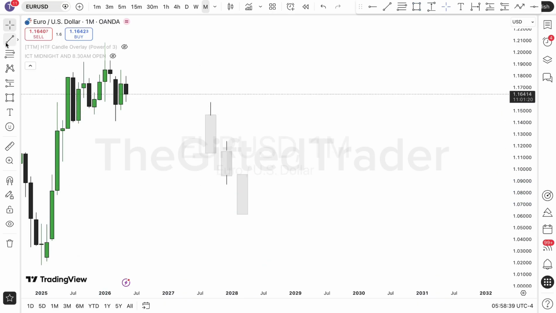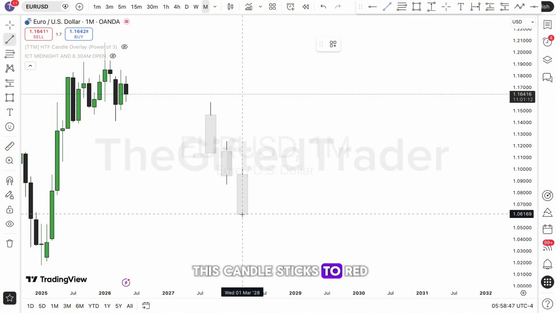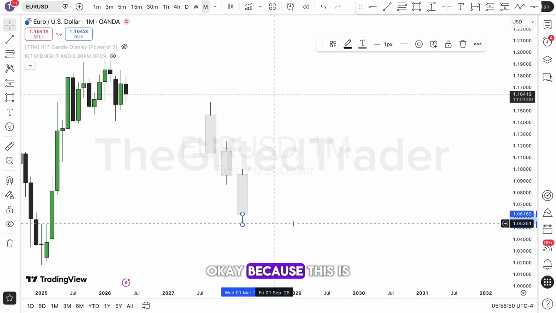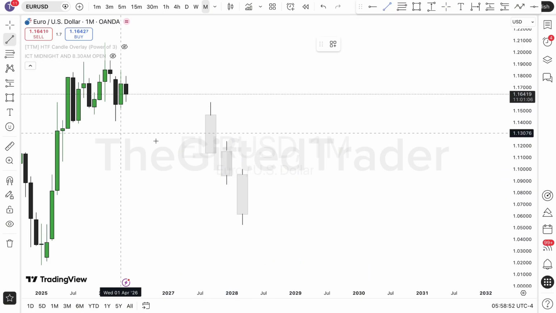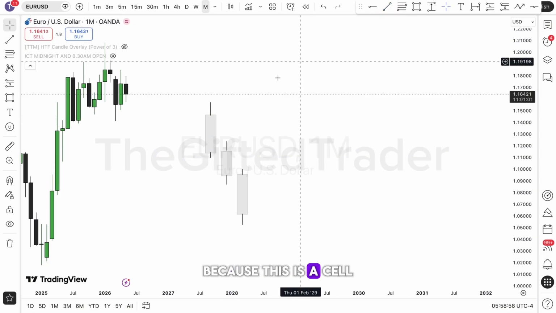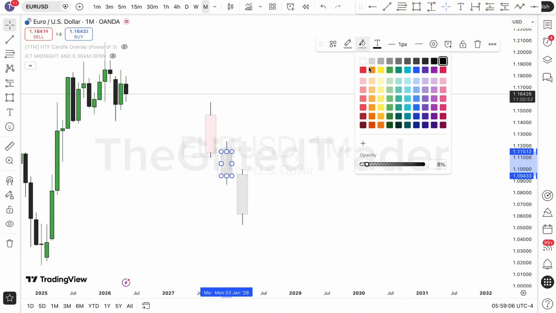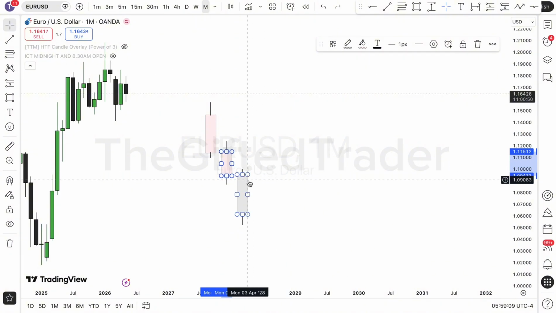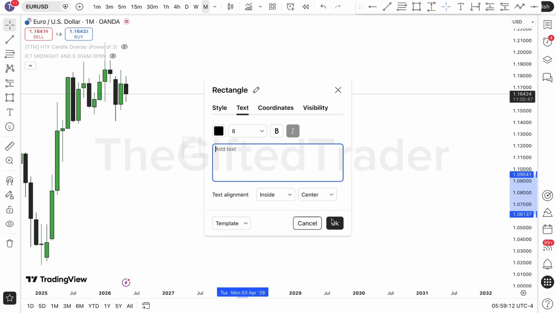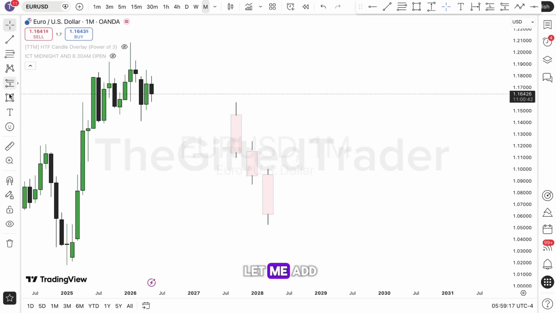My chart color is different from yours, so I'm going to change these candlesticks to red, because this is a sell.